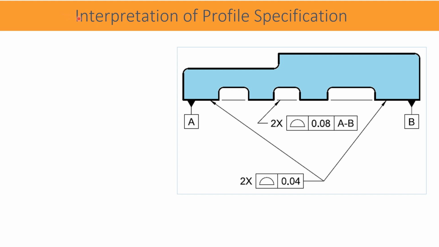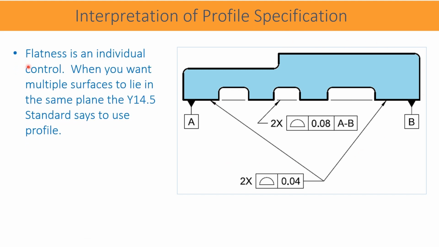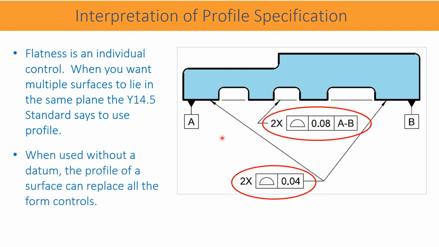Interpretation of profile specifications applied on the drawing. We know flatness is an individual control. When you want multiple surfaces to lie in the same plane, then the Y14.5 standard says to use a profile control instead of the flatness control. Also please note that when profile is used without a datum, the profile of a surface can replace all other form controls.